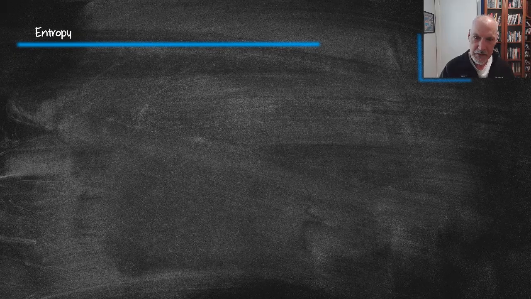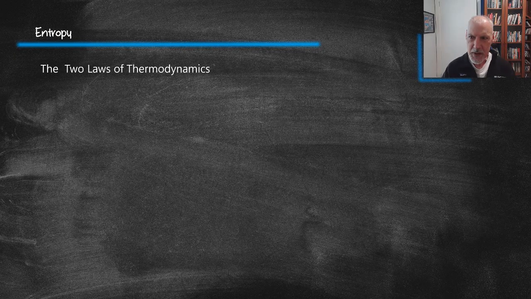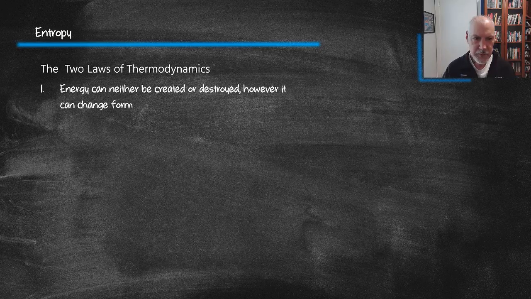Hi, this program is on entropy. I want to start by reviewing two laws of thermodynamics. The first one we've seen before. Calorimetry is based on this first law. Changes in chemical potential are measured by changes in thermal energy of the surroundings.